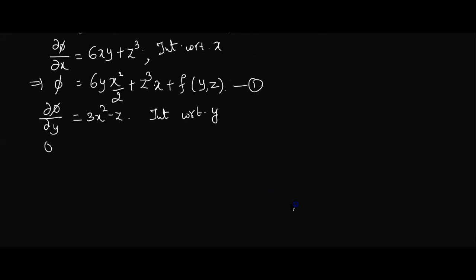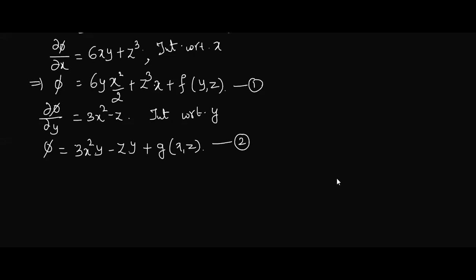Yes. So this is nothing but phi equal to... If I integrate, I'll get phi. Integration of 3x square with respect to y, where x and z are constant, gives 3x square y minus z y, since z is constant. You get a y here again. Then we should add a function g of x and z. Take it as equation 2.